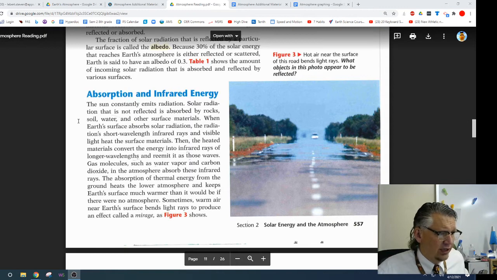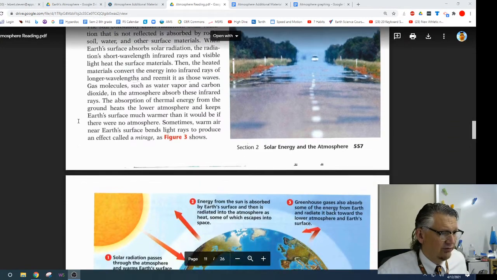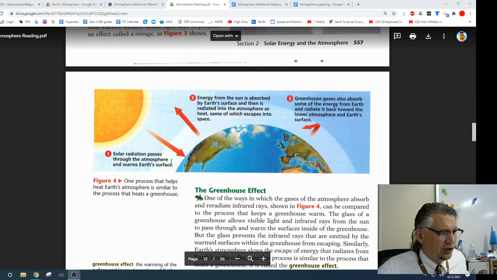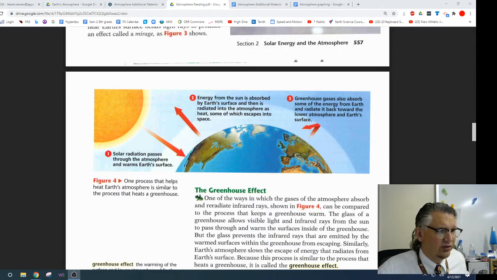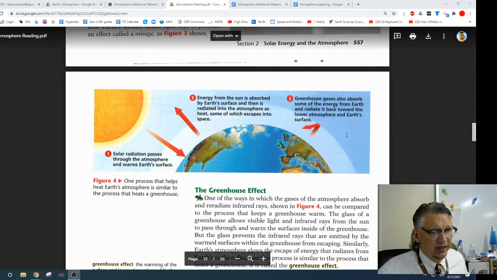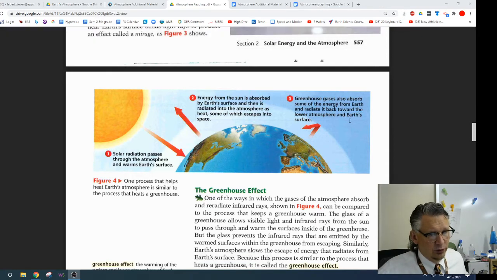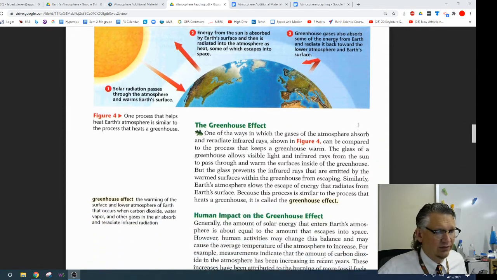The absorption of thermal energy from the ground heats the lower atmosphere and keeps the Earth's surface much warmer than it would be if there was no atmosphere. Sometimes warm air near the Earth's surface bends light rays to produce an effect called a mirage, as shown in Figure 3. Solar radiation passes through the atmosphere and warms the Earth's surface. Energy from the sun is absorbed by the Earth's surface and then radiated into the atmosphere as heat, some of which escapes into space. Greenhouse gases also absorb some energy from the Earth and radiate it back towards the lower atmosphere and the Earth's surface.